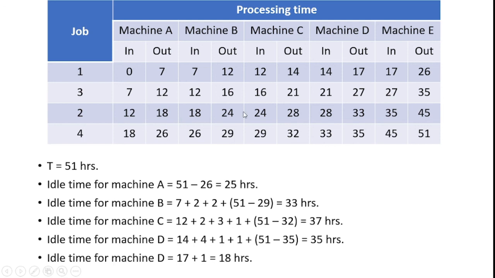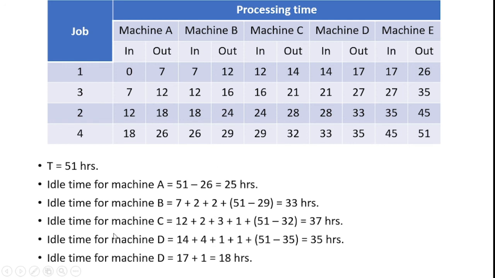so 7 plus 2. After that, I compare job 2 available with machine B at 24 minutes, but job 4 enters machine B at 26 minutes only, so machine B is waiting for job 4 for 2 minutes, because 26 minus 24 gives 2. After that, job 4 in machine B is completed at 29 minutes, but after that job 4 moves to machine E. So up to that time, machine B is idle. So 51 minus 29, I can get 33 hours. 7 plus 2 plus 2 plus 51 minus 29, I get 33 hours.